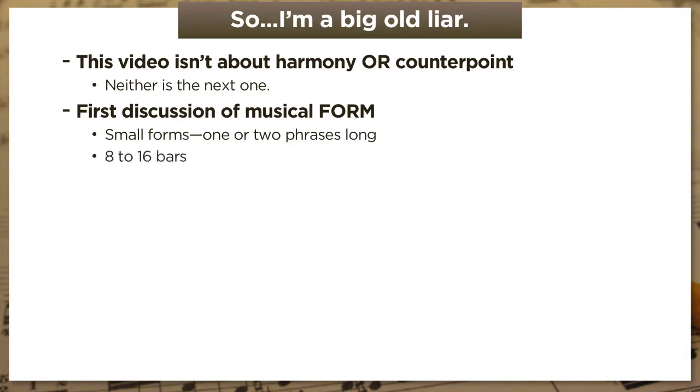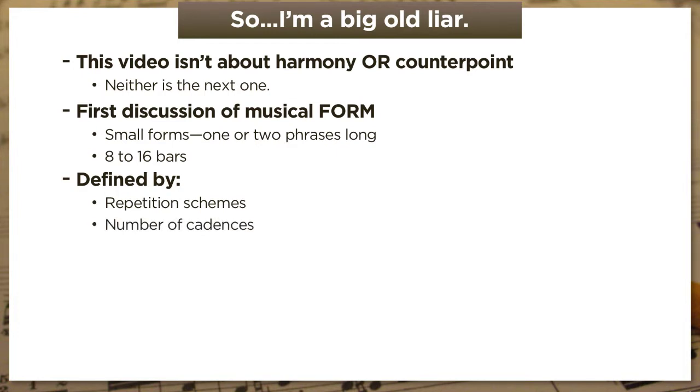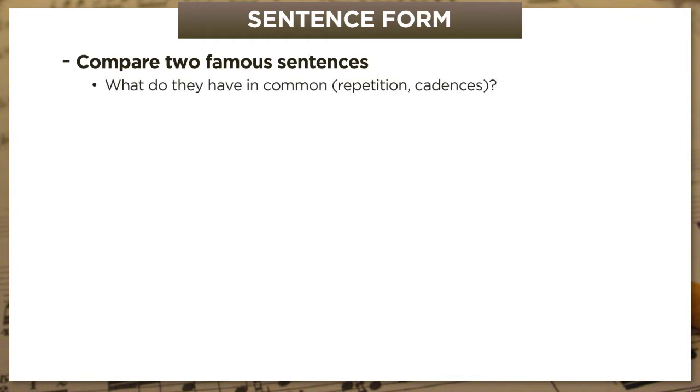Now, the features that define these small forms, which we're obviously going to pay close attention to in this video, are repetition schemes, which is to say, how and when the opening material comes back later in the form, and also the type and number of cadences. So let's start with sentences. To get us rolling, I want you to listen to two instances of sentence form, and I want you to try to figure out what they have in common in terms of these defining traits I just mentioned. In other words, how they use repetition and where they place their cadences.